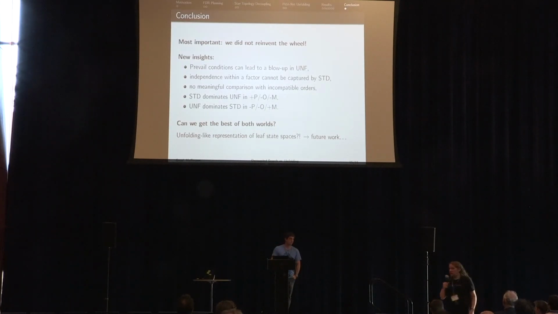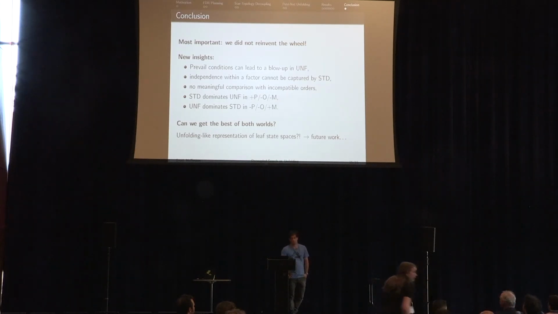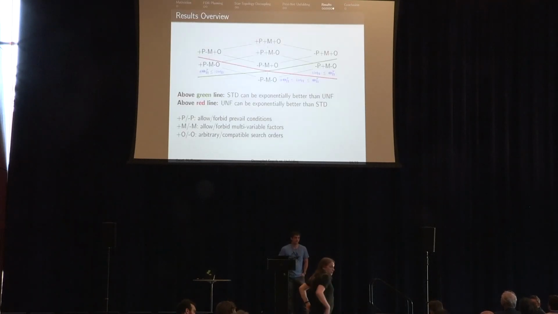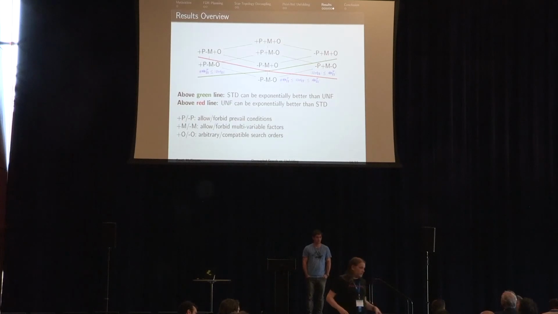Bit over time, but it's the end of the session, so I guess we can have a question or two anyway. Florian, please. Thanks. So I assume there are some applications where Petri net unfolding is used. Are there applications where you now might use decoupled search instead of Petri net unfolding?